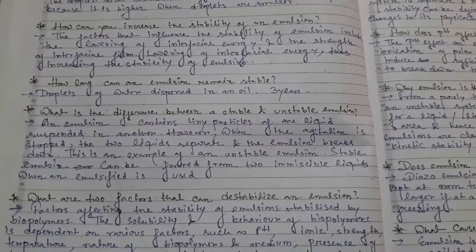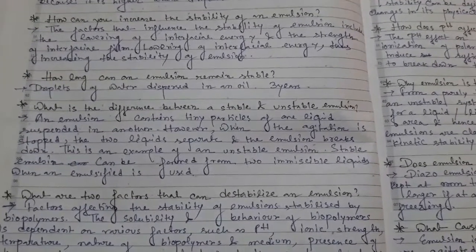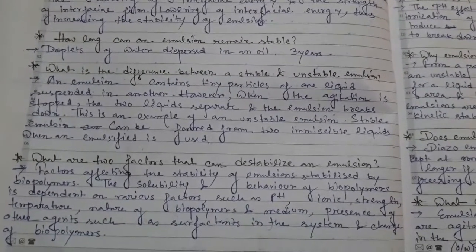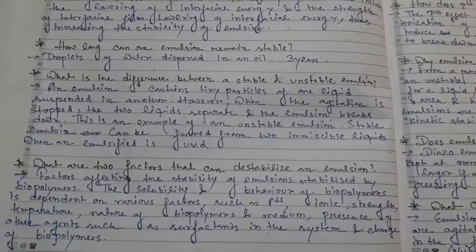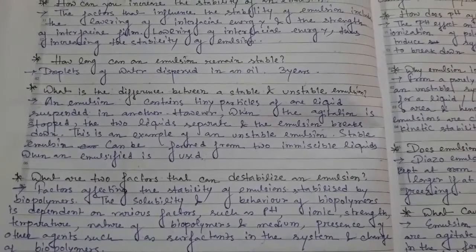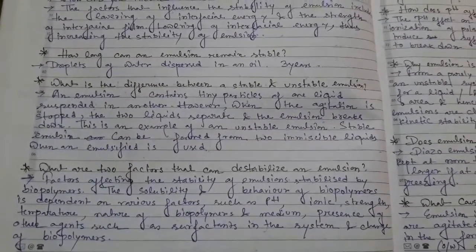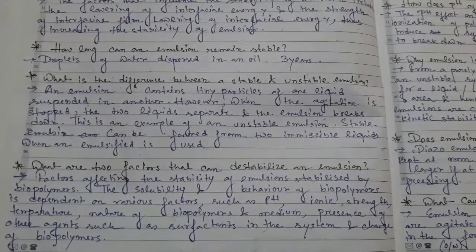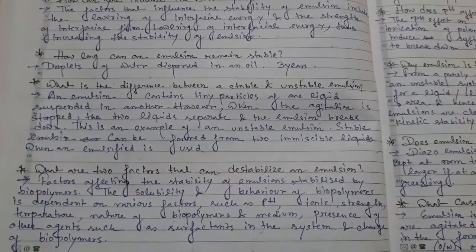What is the difference between a stable and unstable emulsion? What is stable and unstable? I have already told that. And what are the factors that destabilize the emulsion? That means cracking, creaming, phase inversion. Other factors are pH, ionic strength, temperature, nature of biopolymer and medium, presence of other agents, etc.